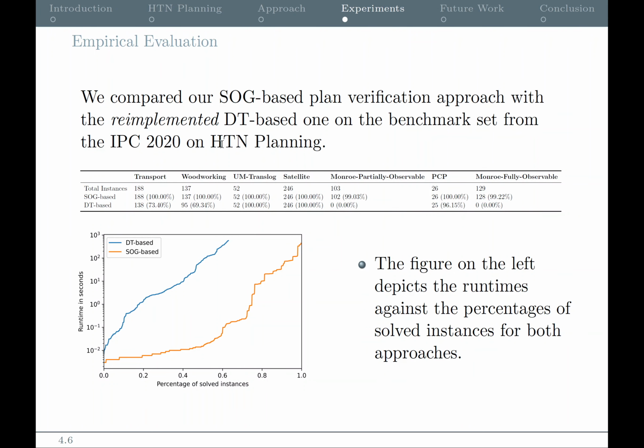Well, in our empirical evaluation, we compared our new set-based method with the re-implemented one on the benchmark set from the IPC 2020 on HTN planning. Well, as we can see here, our new set-based method significantly outperforms the re-implemented one.